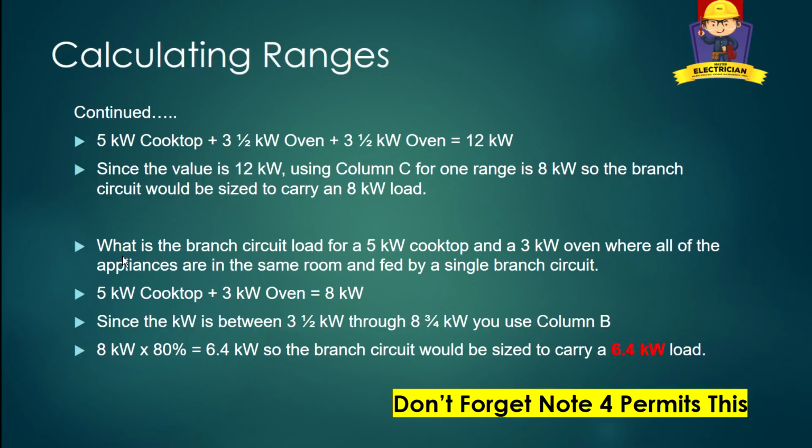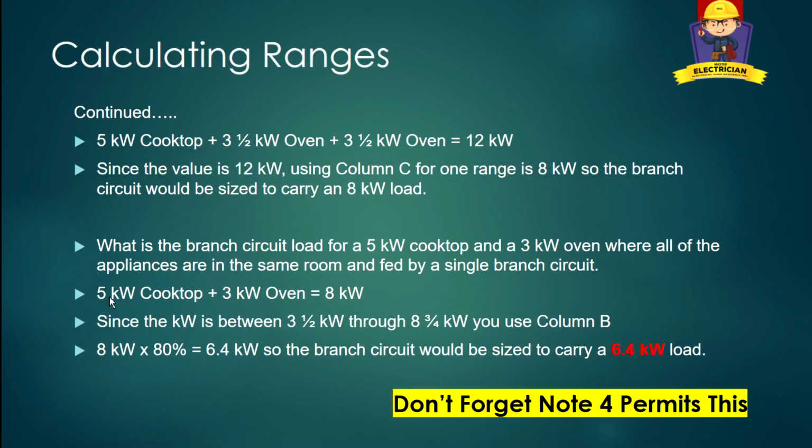All right. Now, what is the branch circuit load for a 5 kW cooktop and a 3 kW oven? I don't have two of them here. I've got one cooktop and one oven. Nothing really changes, except you need to remember that this translates into a single range, and that means I can use column A, B, or C, whichever it falls into. Many people lose sight of that.